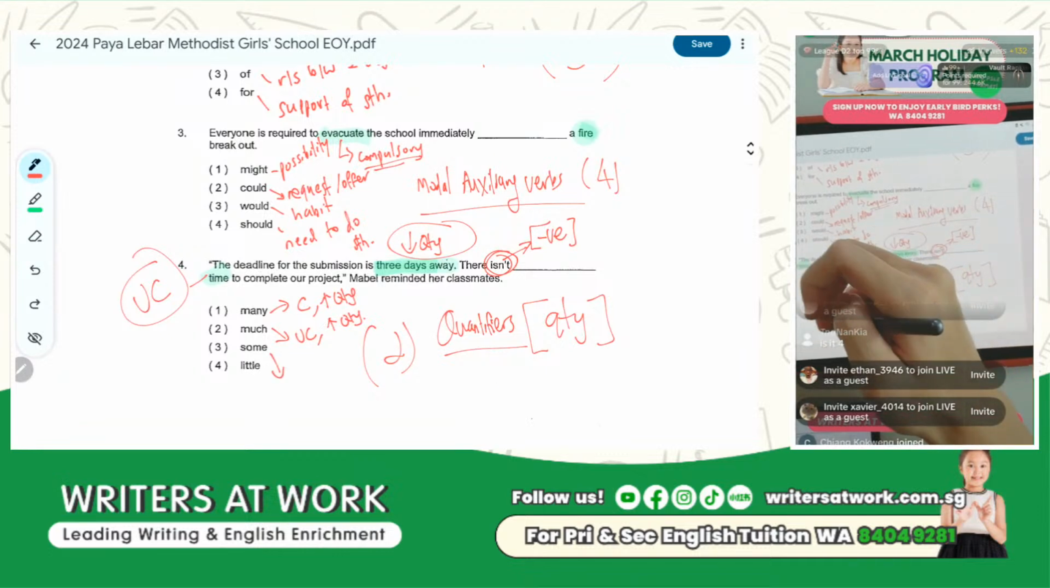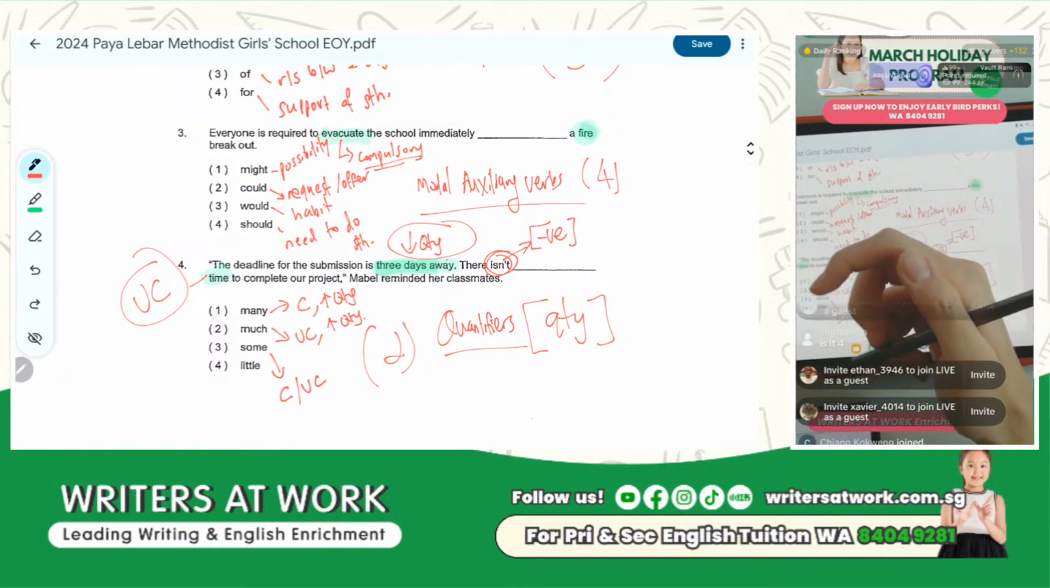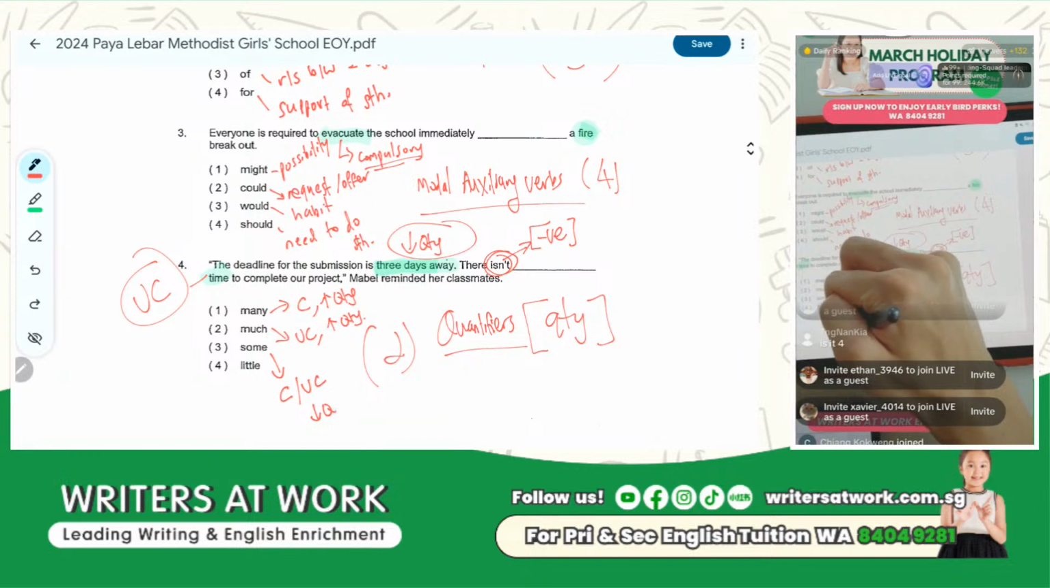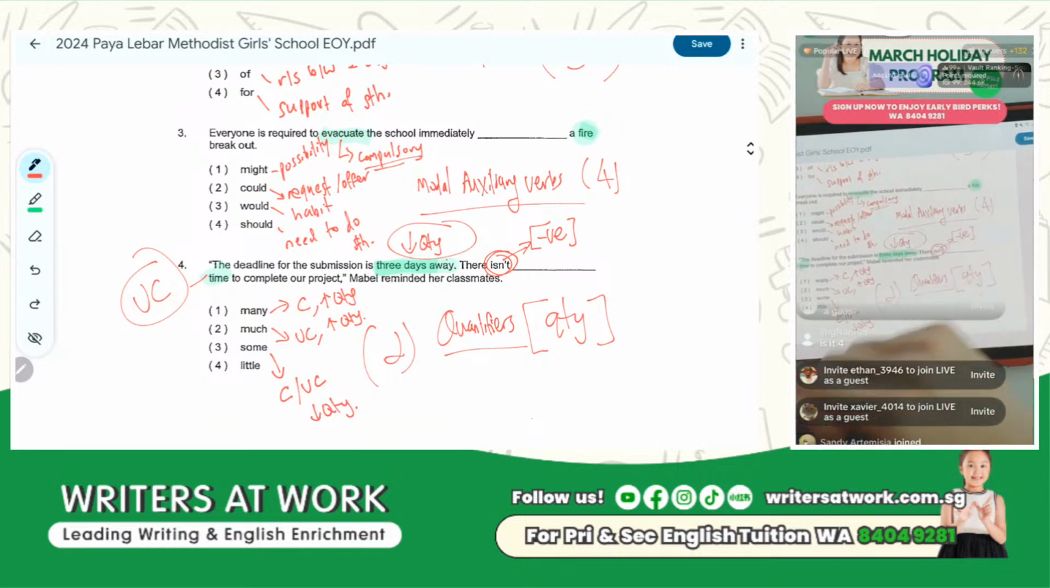Now, option 3 is some. Some here can be used for either countable or uncountable. It's interchangeable and is used for low quantity. Some of the boys do not want to go for the learning journey tomorrow. Countable. He put in some effort in his homework, but he still got a fail grade. Some can be used for uncountable in this case. Lastly, little here is used for uncountable and low quantity. Please put a little sugar in the coffee. So this is uncountable.